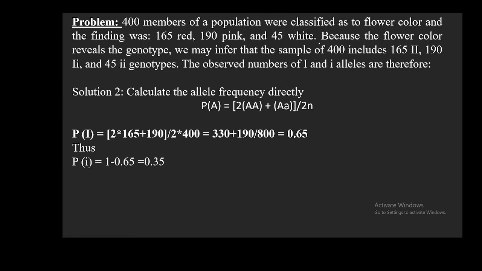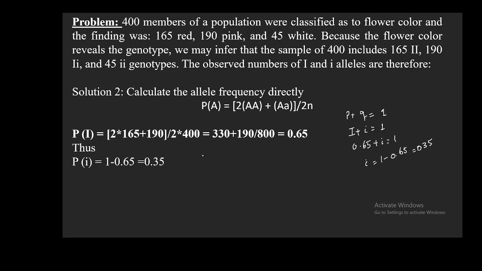So we can write here that p plus q, the frequency of the p allele and q allele, is 1. You can say the I allele and i allele is 1, and you know the frequency of the I allele is 0.65. So you can calculate the frequency of the i allele, which will be 1 minus 0.65, which is 0.35. Okay.